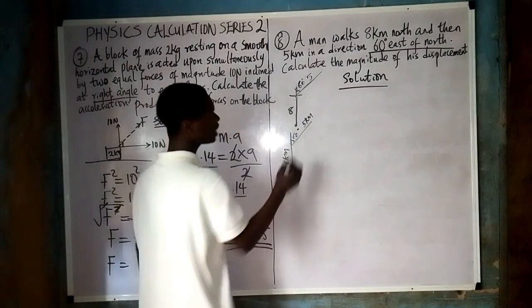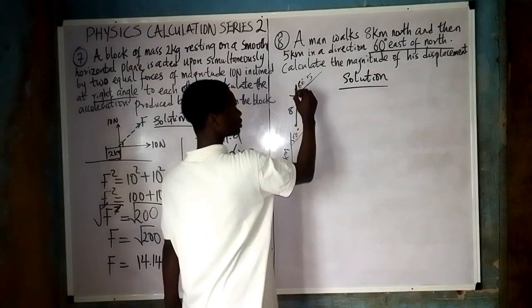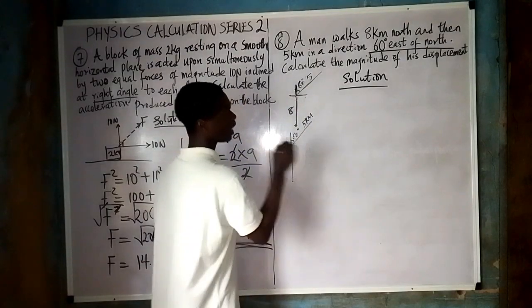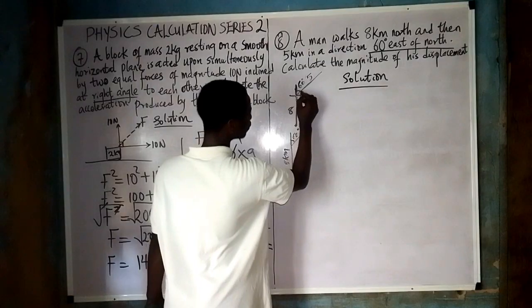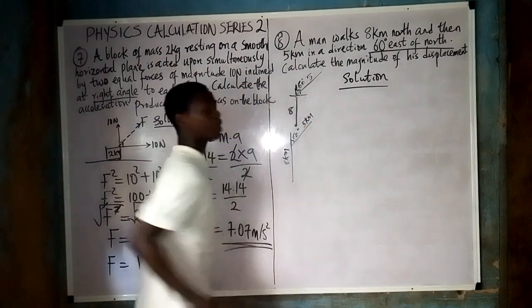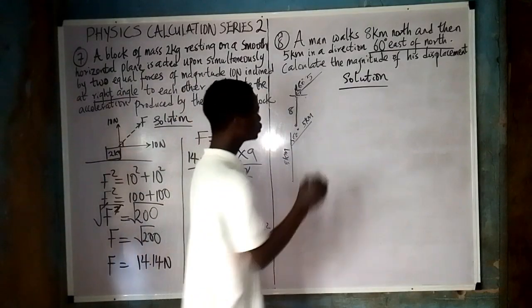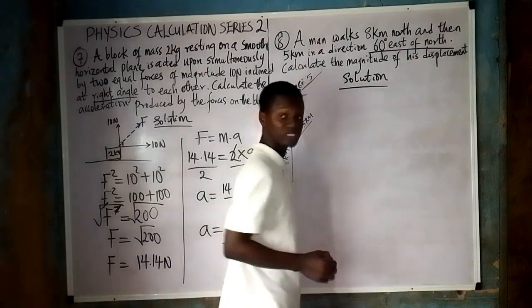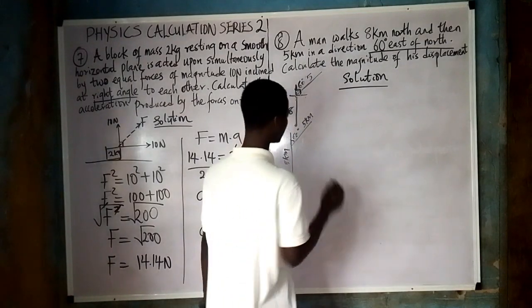From here, we know that this is a right angle. Why I drew it, this and this is a right angle. The angle of a right angle is what? 90. So if from here to here is 60, it means that the remainder will be what? 90 minus 60, and that's what?